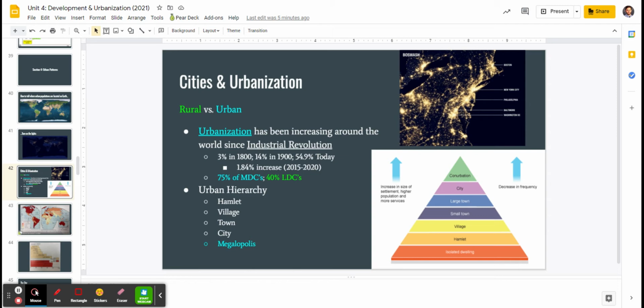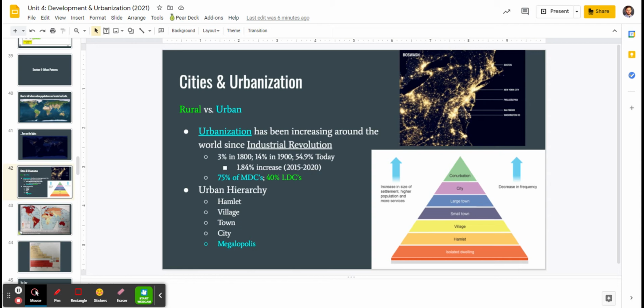Okay, and we're growing at about 1.84% every 5 years. So every 5 years, we have close to 2% of the population that moves from rural to urban areas around the world. And that's primarily in more developed countries. You can see that here, 75% of the most developed countries like the US, Britain, Japan, Australia, those types of countries have large amounts of urban population.